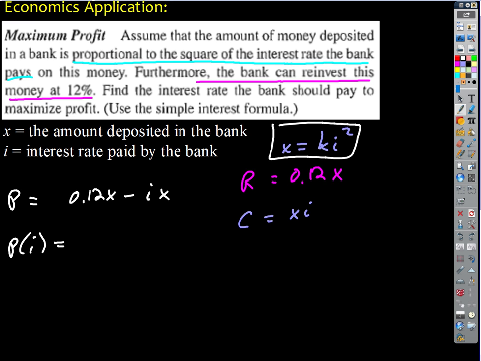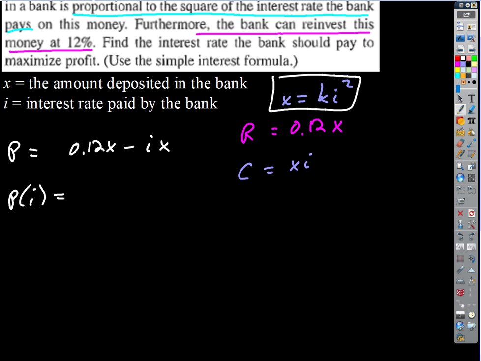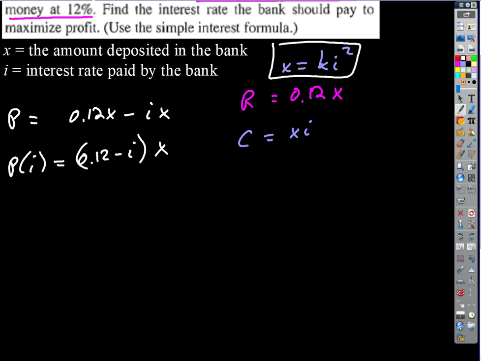So now we can just make this substitution and look what we get. And while we're at it, we could even factor out an x here too, couldn't we? So we could make this 0.12 minus I times x by factoring x out. Although we want to make this a polynomial anyway, don't we? That's kind of a dumb idea. Skip that. So 0.12 times x minus x times I is going to be 0.12 times x, which is kI squared, minus I times x.